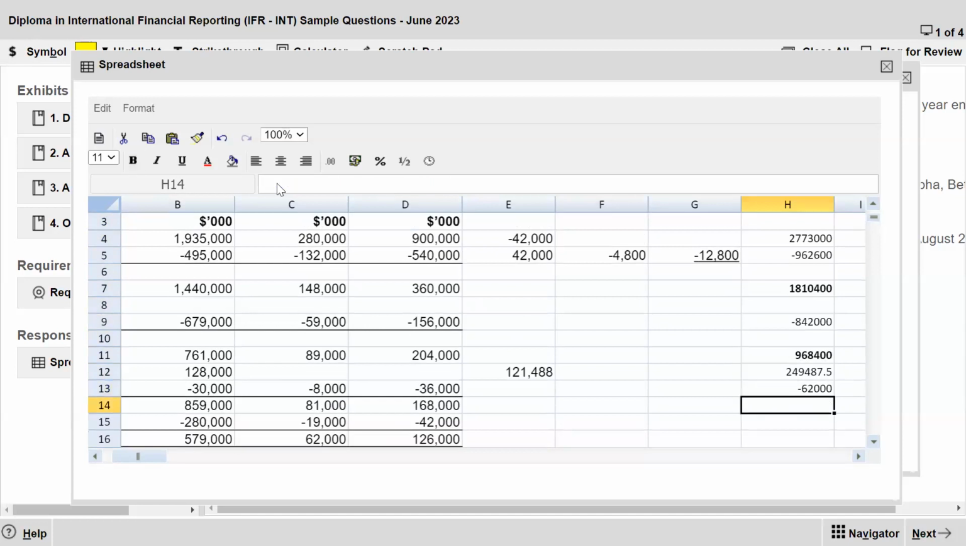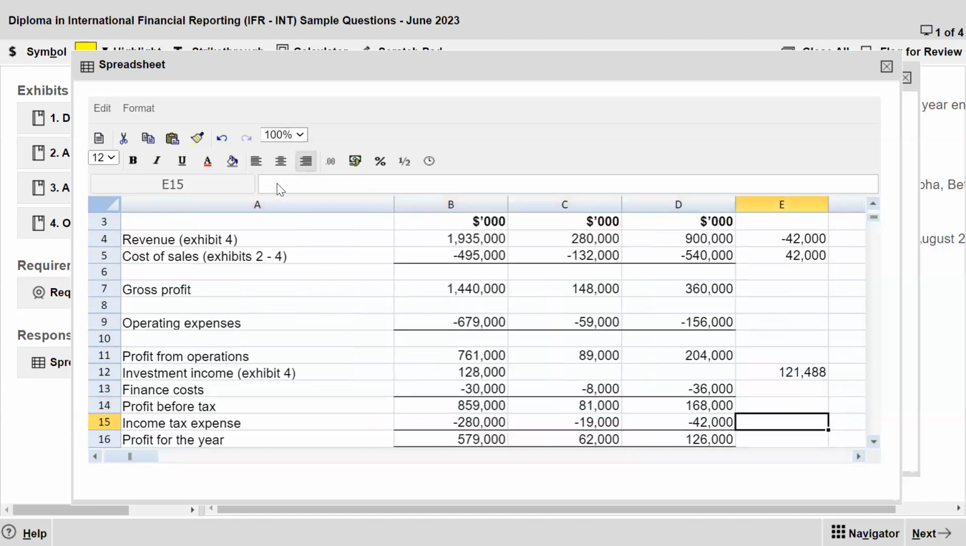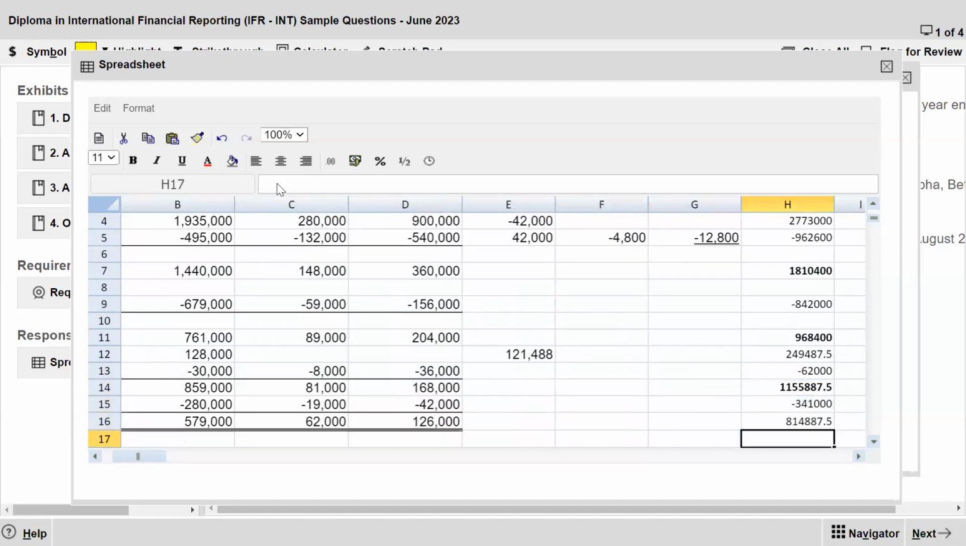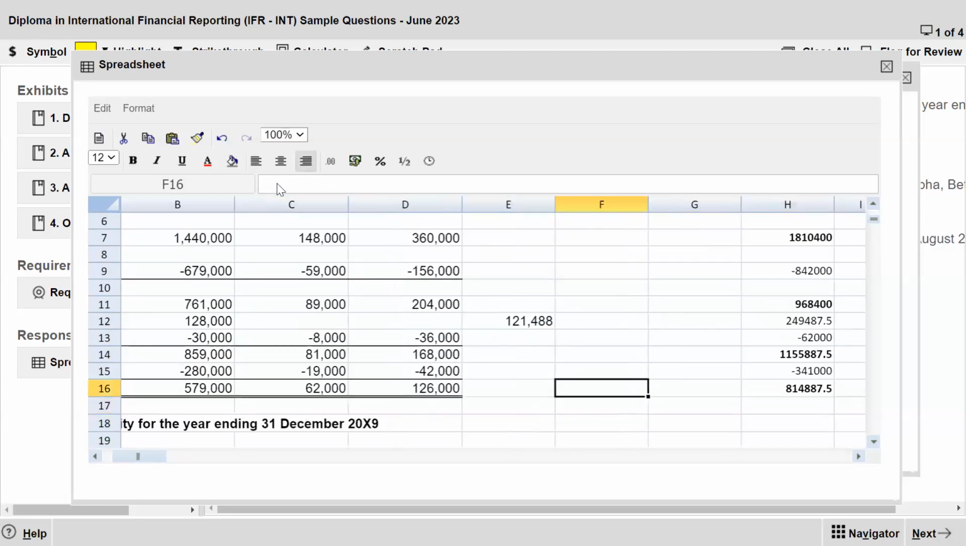So this is how it is going to be. Then you have got the sum of all this now. 115,887. The income tax expense, again, the formula needs to be copied. And then what happens is that you again have this 814,887. So this is what you have.